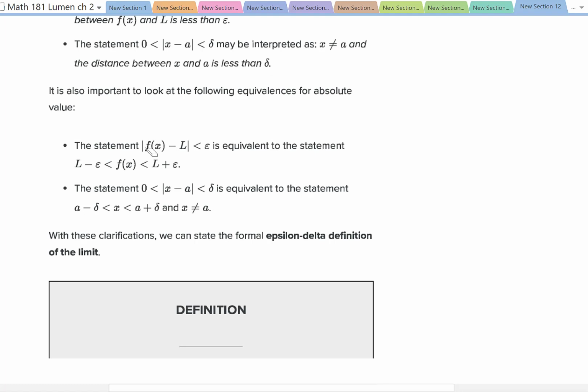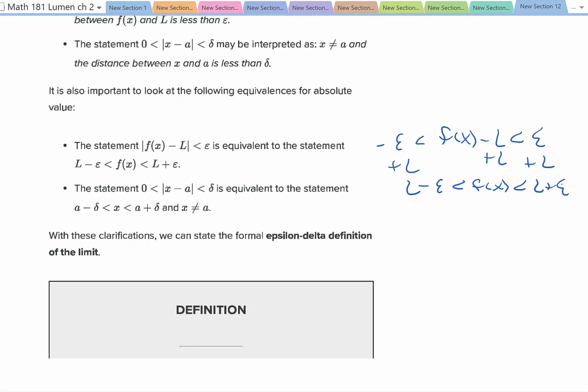One thing I want to point out, if you see something like this, the absolute value of f of x minus L is less than epsilon, that's like saying that negative epsilon is less than f of x minus L, less than epsilon. And if you add L to all the parts, you have L minus epsilon is less than f of x, less than L plus epsilon. And this has some meaning to it as we go along. So I just want to remind people of that relationship for the absolute value of an inequality.